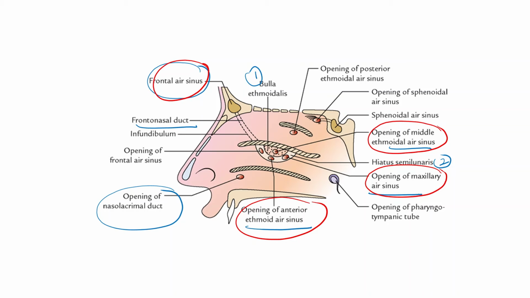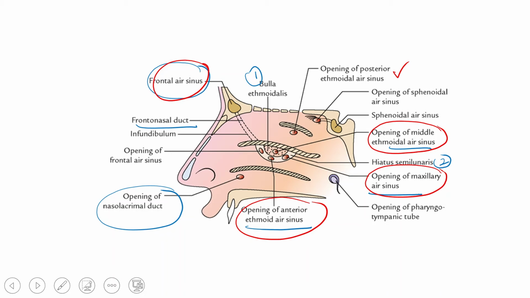The superior meatus, which lies beneath the superior concha, receives the opening of the posterior ethmoidal air sinus. So the posterior ethmoidal air sinus is seen opening into the superior meatus of the lateral wall.